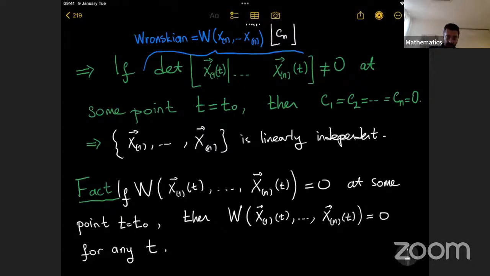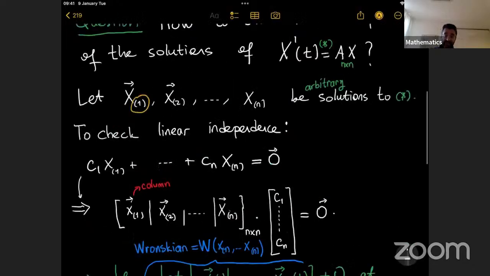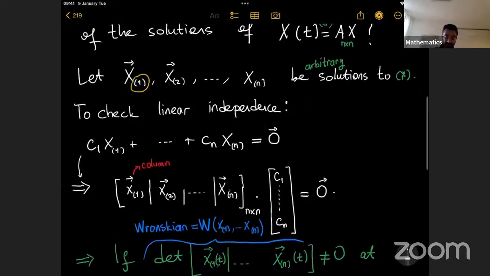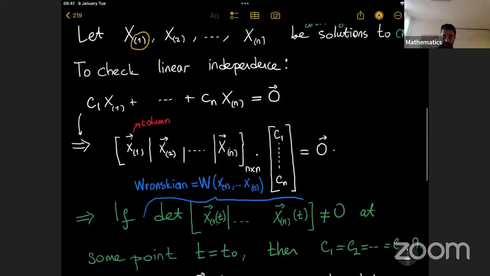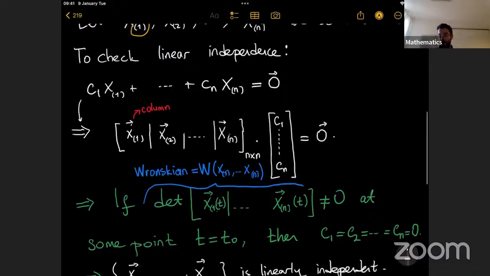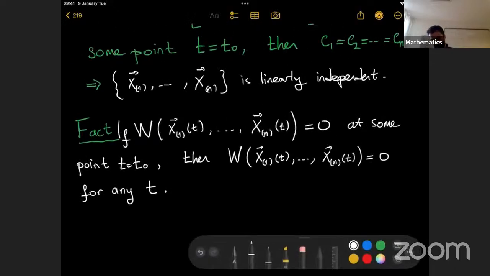Well, in this case, yes. The question is, in this case, we don't have any solution. That's true. In the case where the Wronskian is 0, it says something about the linear independence, right? If the Wronskian is equal to 0, we have infinitely many solutions for the constants C1 up to Cn, and in that case, the system is linearly dependent. Maybe let's write this as a summary.